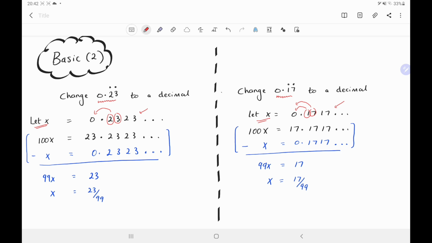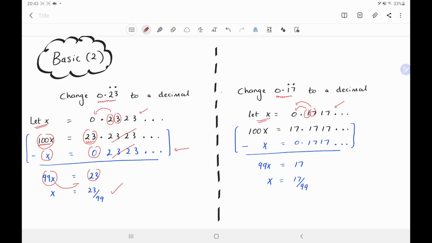So, question on the left here, because we've multiplied by 100, we now have 23.2323. And then just subtracting our original X, these go away. So we have 100X, subtract X gives us 99X. 23, subtract 0 gives us 23, and divide through: 23 over 99.